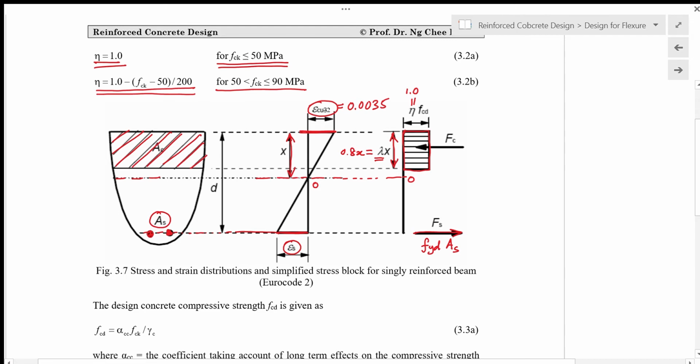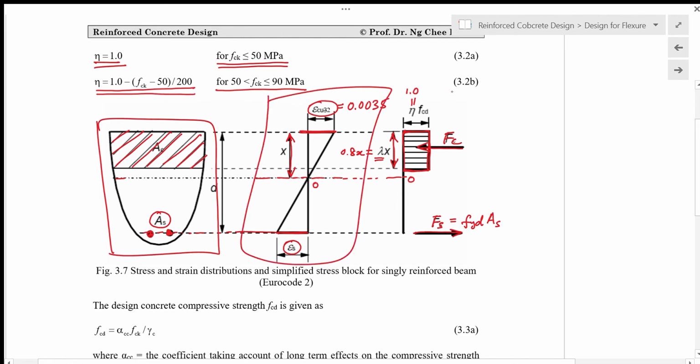And then from this concrete compression block here, we are going to get a resultant compression Fc. Okay, and then the total force in the steel will be Fs, which is equal to fyd times As. So that will be the cross-section, the strain distribution, and the stress distribution that we're going to use for our derivation of the design equations.